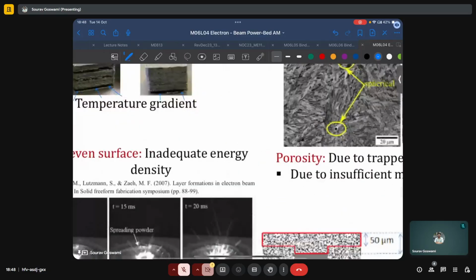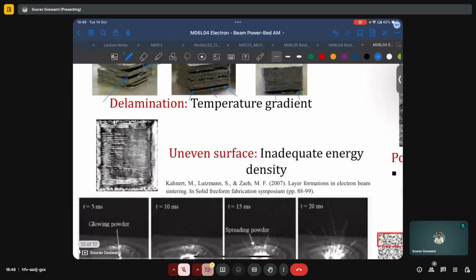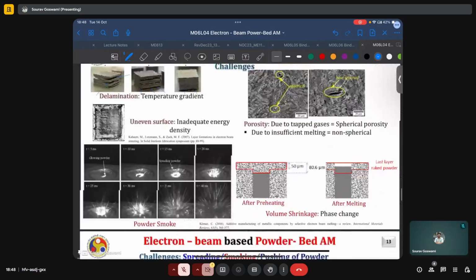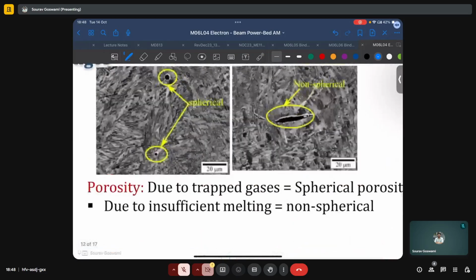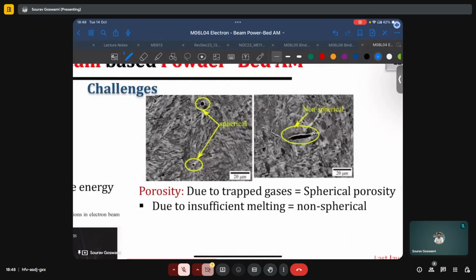Or there can be the formation of uneven surfaces in case the energy density which we are giving to the system is inadequate for printing. There can be porosities, and as we discussed previously, porosities are typically of two types. One is gas induced.